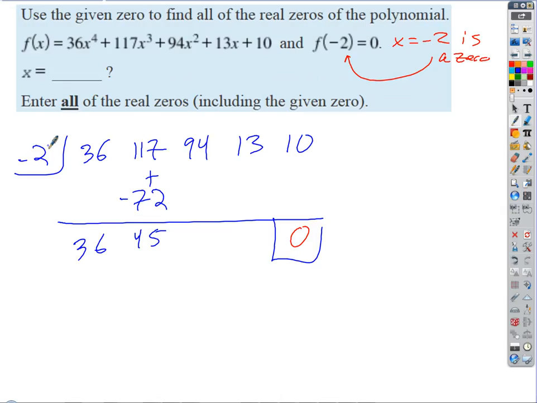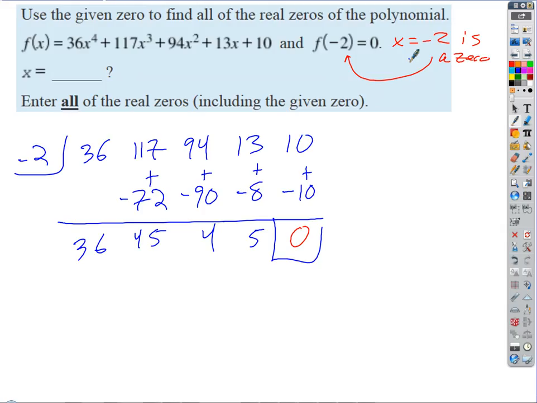Negative 2 times 45. Add them, what do I get? 4, good. Times negative 2. Add them. 5. And then negative 2 times 5 is negative 10, and it works, it adds to 0, right? So then this must be the other factor that we get when we divide by x plus 2, right?